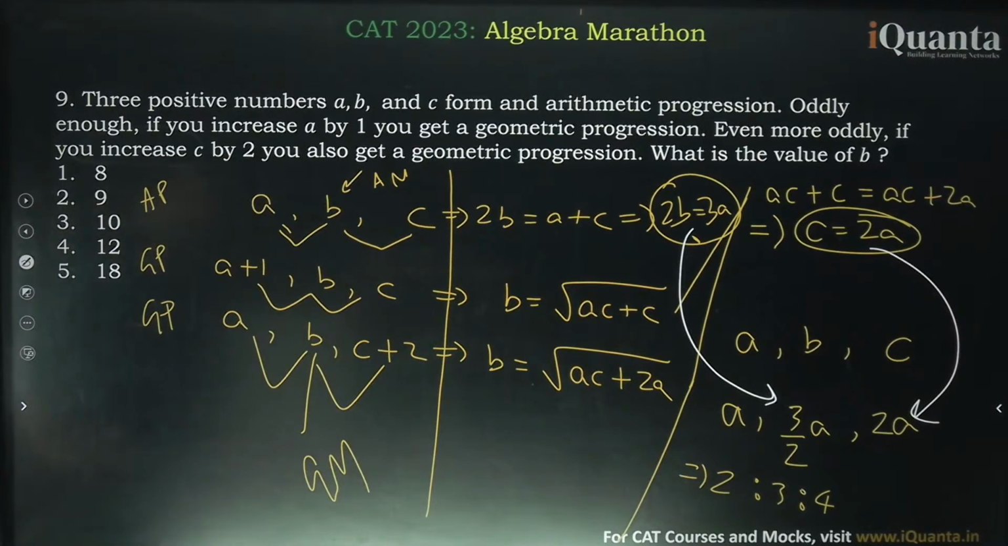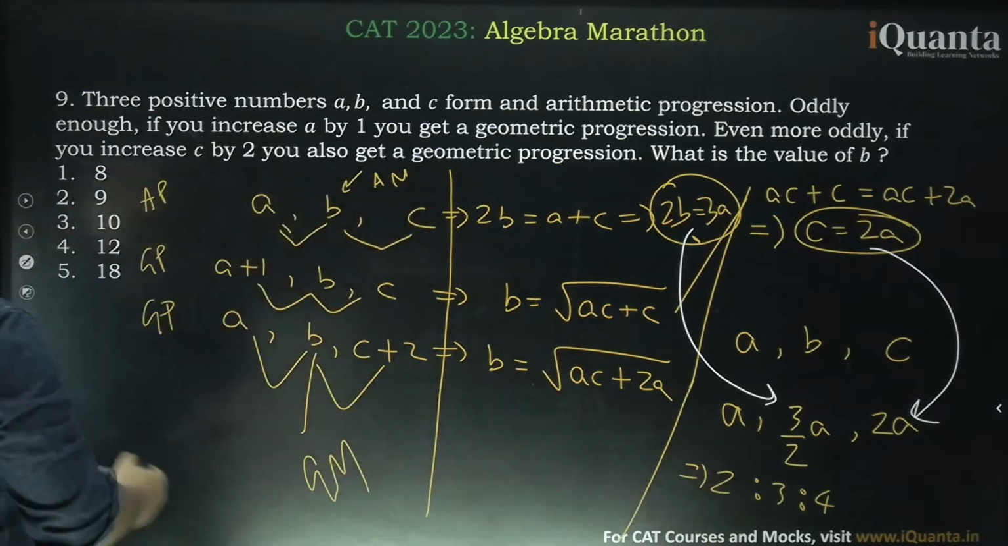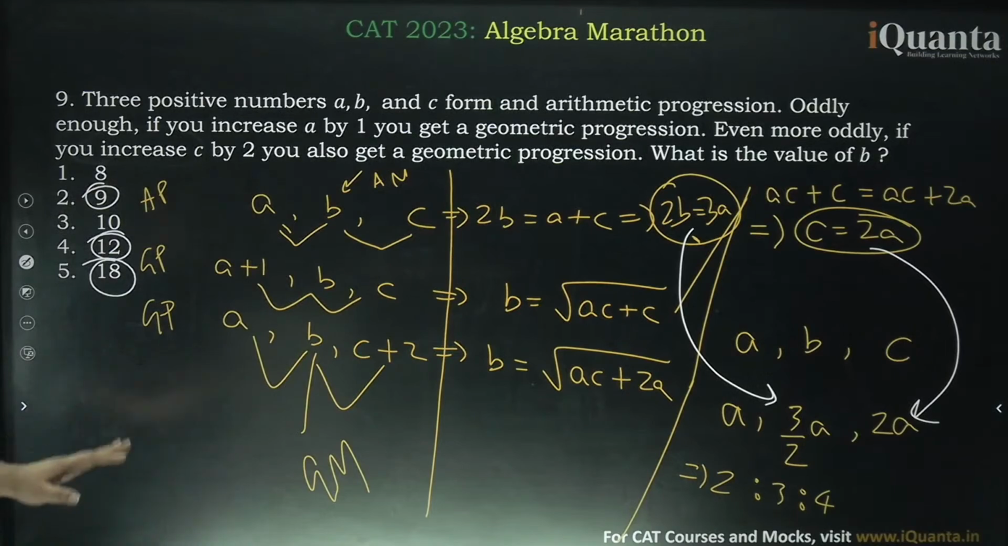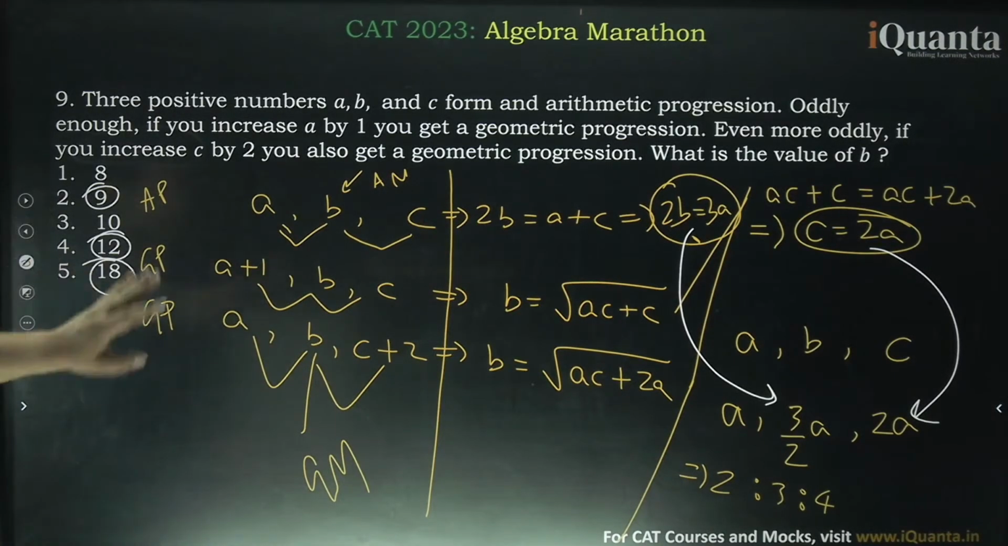Value of B निकालनी है, वो 3 का मल्टीपल होना चाहिए. तो 9, 12, 18 में कुछ होना चाहिए. You can put the value, get the answer. That is one of the ways. But let's do it mathematically. Using options, you can just put the options and get the answer. But let us do it mathematically.